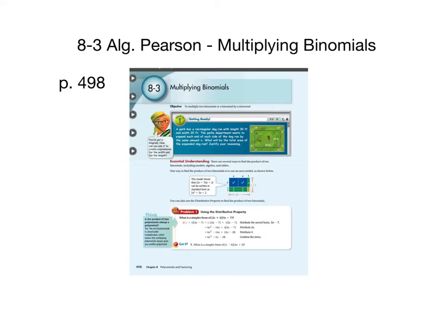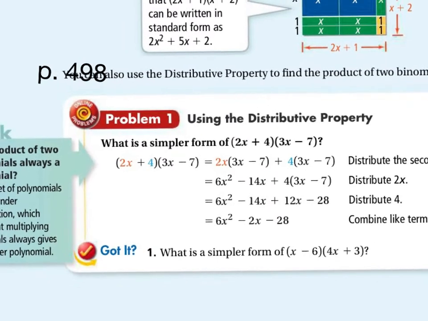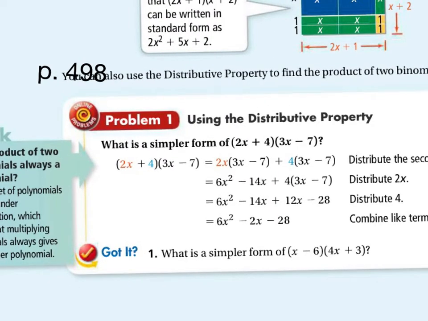Lesson 8.3 is on multiplying binomials. A binomial is where we have two terms. When we're multiplying binomials, what we're going to be talking about is multiplying a binomial by a binomial. In other words, if we look at problem 1, this is what we're looking at. So 2x plus 4 is a binomial. It's being multiplied by 3x minus 7, which is another binomial.